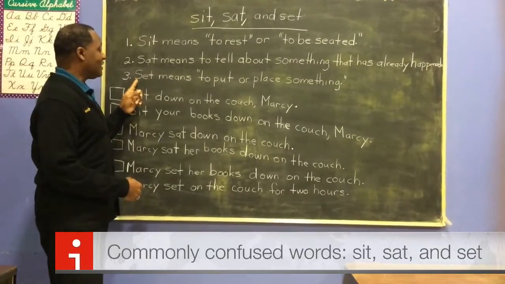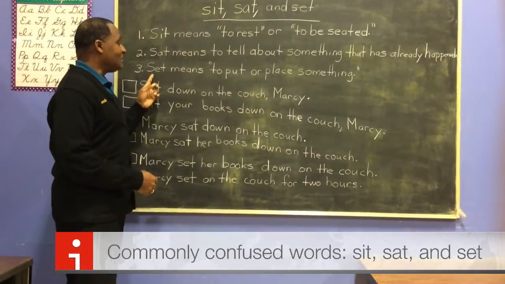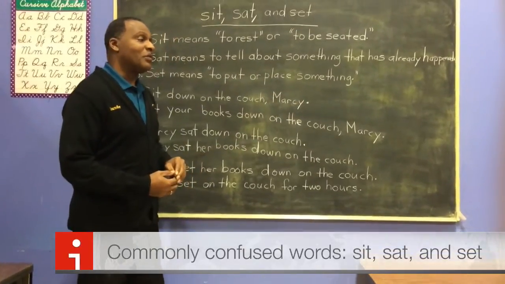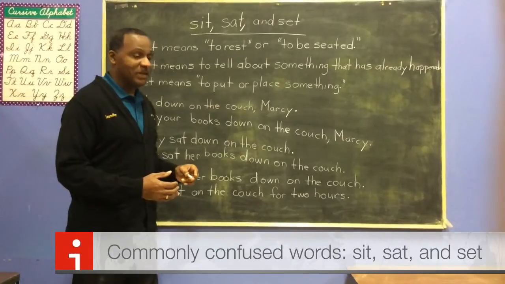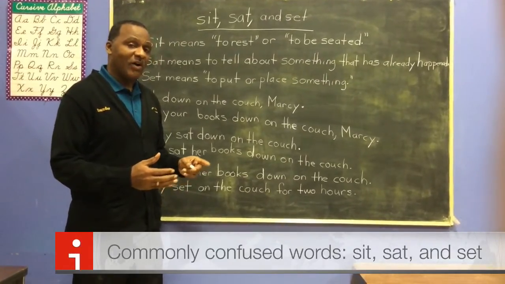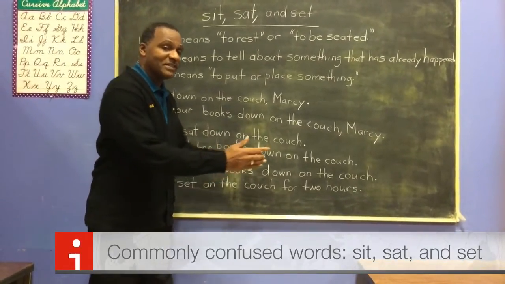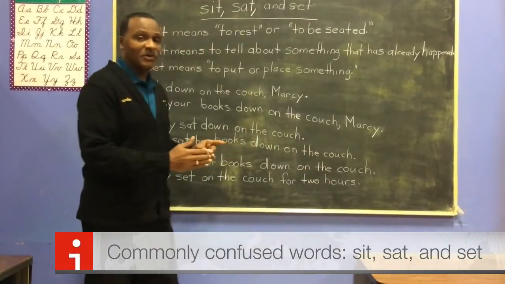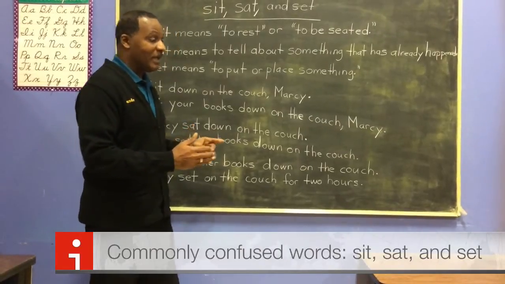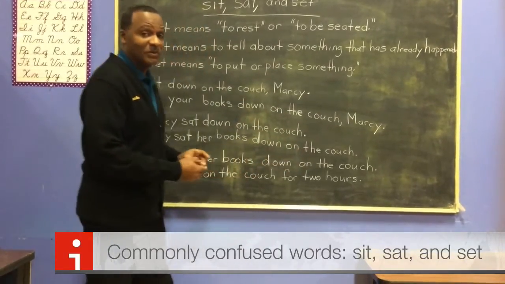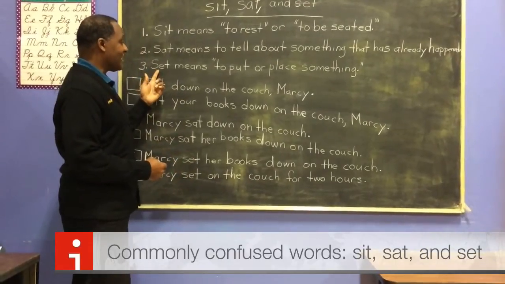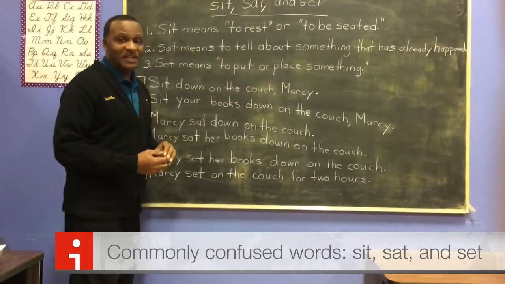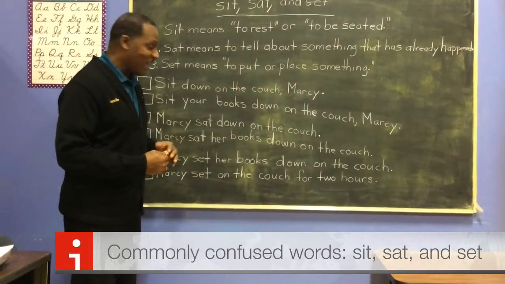Then the last one, S-E-T, means to put or to place something. If we're going to place a vase on a table, we're going to set the vase on the table. We set the vase on the table. We set lamps down on tables, and we do that commonly. So set is S-E-T. It means to put or to place. And those are three commonly confused words that we have in the English language.